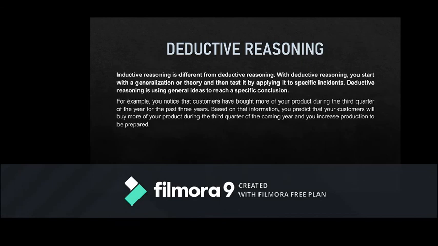This is deductive reasoning. Deductive reasoning is using general ideas to reach a specific conclusion. For example, you notice that customers have bought more of your product during the third quarter of the year for the past 3 years. Based on the information, you predict that your customers will buy more of your product during the third quarter of the coming year, and you increase production to be prepared.